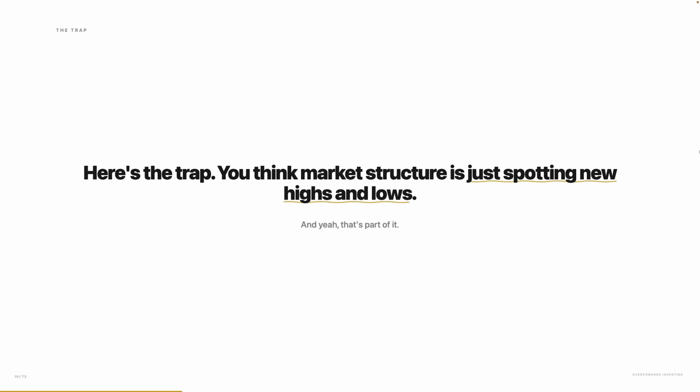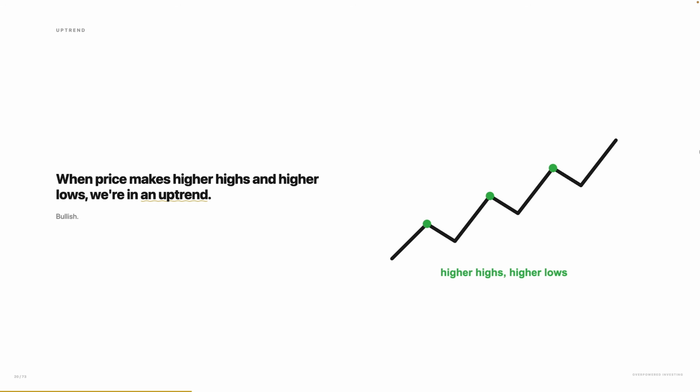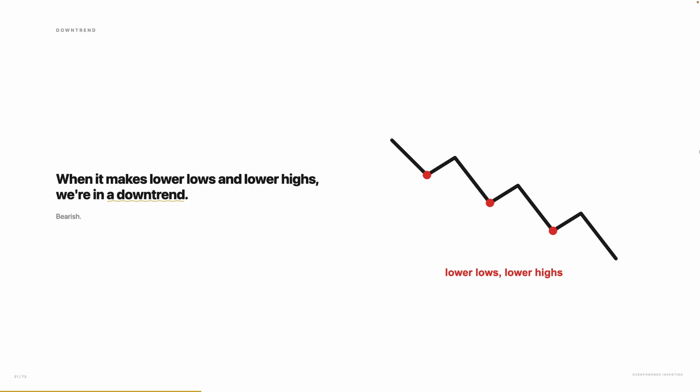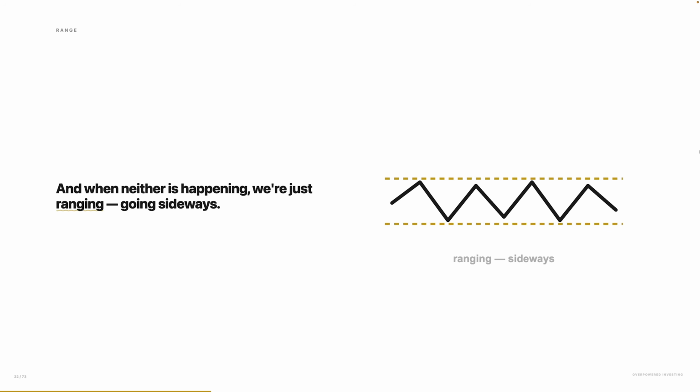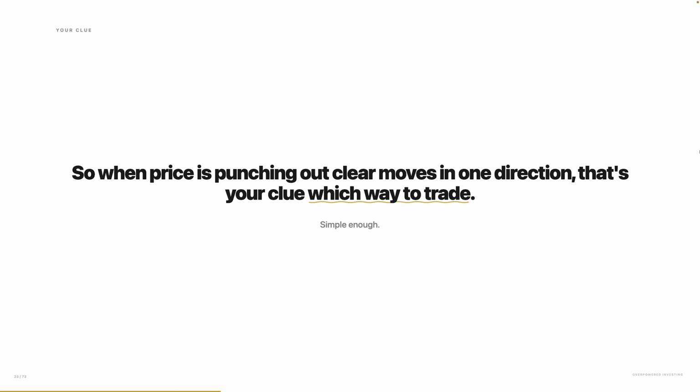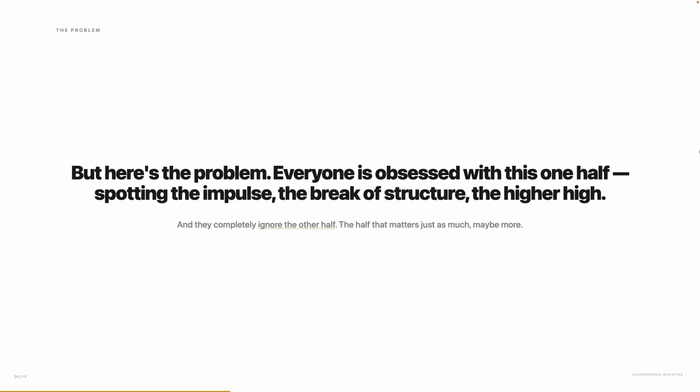Here's the trap. You think market structure is just spotting new highs and lows. And yeah, that's a part of it. When price makes higher highs and higher lows, we are in an uptrend. It's a bullish trend. When the price makes lower lows and lower highs, we are in a downtrend, a bearish trend. When neither of those is happening, we're just ranging, going sideways. So when the price is punching out clear moves in one direction, that's your clue which way to trade. Simple enough. But there's a problem.